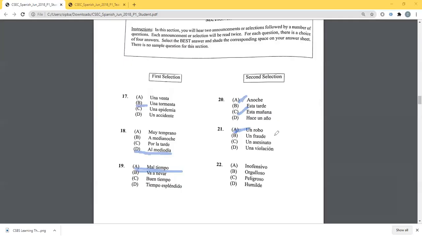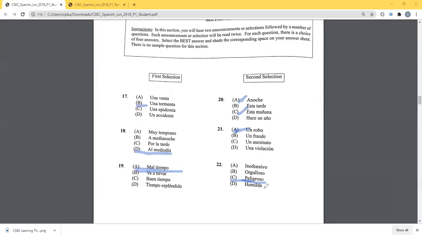Robo is robbery, fraude is fraud, asesinato, murder, and violación is rape. All right, so he did A. He didn't do anything else that we know of thus far. And 22, ¿cómo se considera fugitivo? How do they consider him to be? They consider him to be peligroso. Un hombre peligroso, right? Not inoffensive, not proud, not humble.